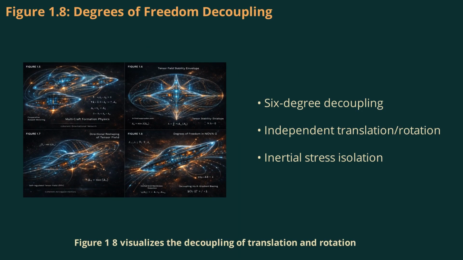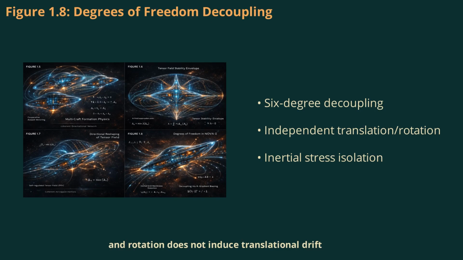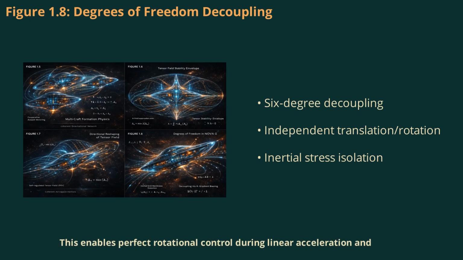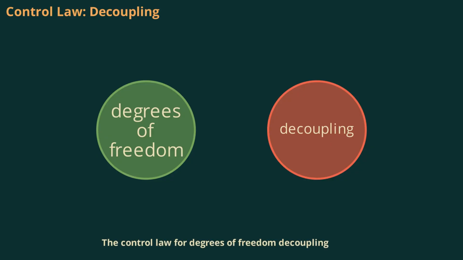Figure 1.8 visualizes the decoupling of translation and rotation, allowing the craft to control all 6 degrees of freedom independently. Linear acceleration is not coupled to angular momentum, and rotation does not induce translational drift. This enables perfect rotational control during linear acceleration and complete isolation from inertial stress for both occupants and payloads. The control law for degrees of freedom decoupling ensures that linear acceleration and rotation are managed separately. This means the craft can spin without displacement, translate without rotation, and perform precision docking or extreme maneuvers in confined environments. No centrifugal forces are transmitted internally, preserving comfort and safety.